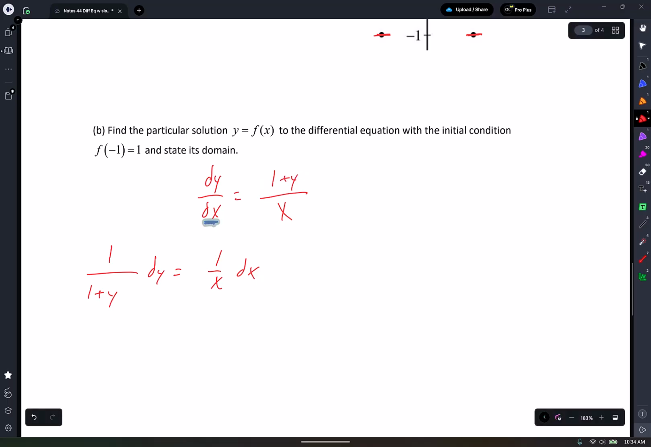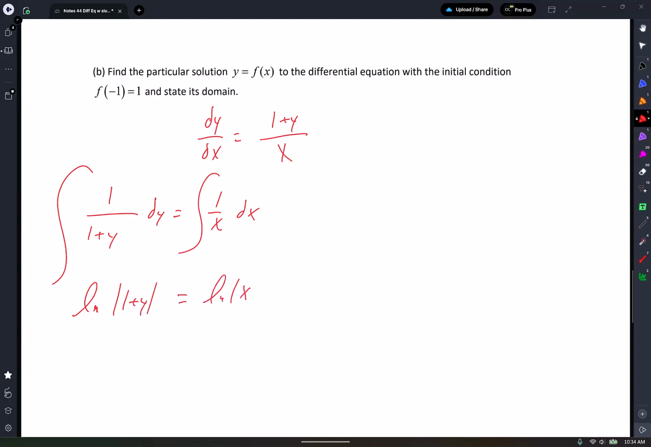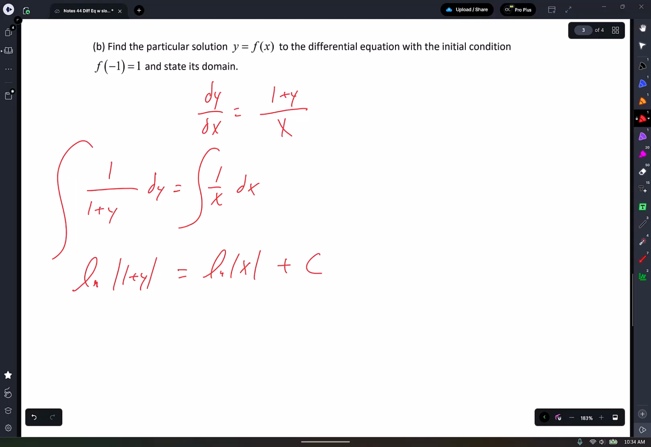You guys ready? What do I have to do from here? Integrate. They're both linear expressions. ln, absolute value of 1 plus y, equals ln, absolute value of x plus c. What am I going to plug in? Negative 1 and 1, that's an x.